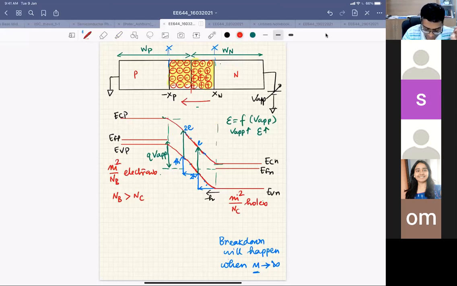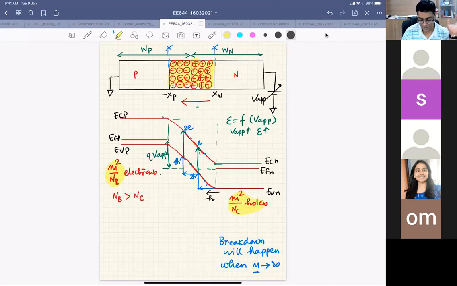So in the P side, I have Ni square by Nb number of electrons. Let's say this is base, so I have Ni square by Nb number of electrons, and Ni square by Nc number of holes. Since I am assuming Nb greater than Nc, let's focus on the holes. Ni square by Nb is much less than Ni square by Nc.